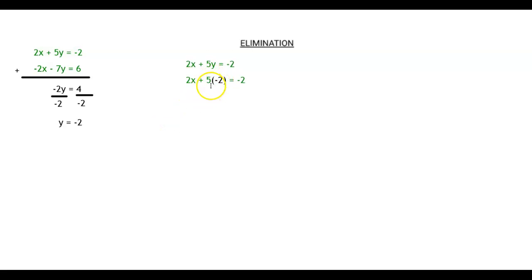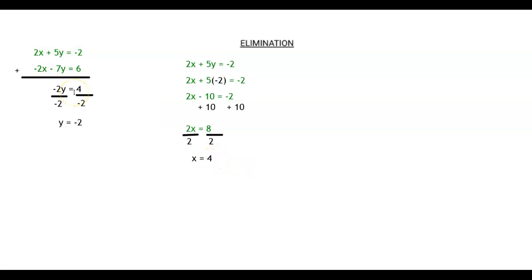And now I'm going to evaluate 5 times -2, which of course is -10. Further, trying to make the equation say x equals, I'm going to try to take this number and move it to the other side. I'm adding 10 to both sides. And then now that I know that 2x is equal to 8, I'm going to divide both sides by 2 and get x is equal to 4. And there is my answer.